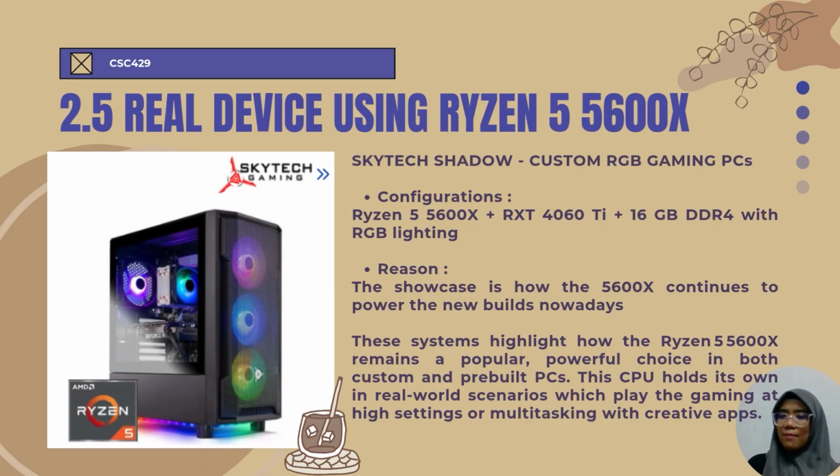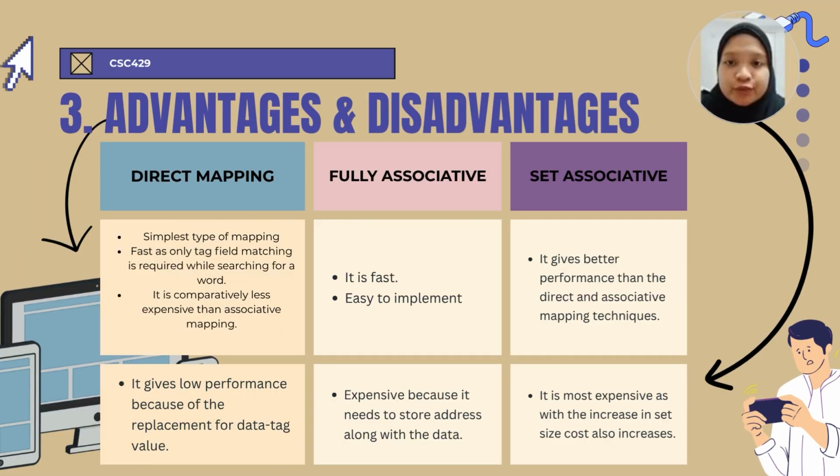Why showcase this system? Because the Ryzen 5 5600X is a great example of a modern processor that effectively utilizes cache organization techniques like direct mapping to boost performance. This system highlights how the Ryzen 5 5600X remains a popular, powerful choice in both custom and rebuilt PCs. This CPU holds its own in real-world scenarios, whether playing games at high settings or multitasking with creative apps. Going through the advantages and disadvantages of the three cache mapping types.